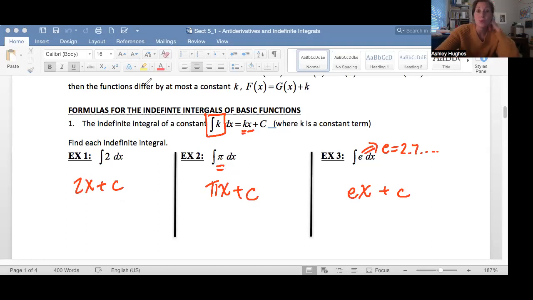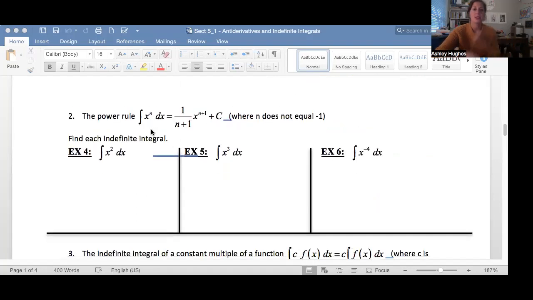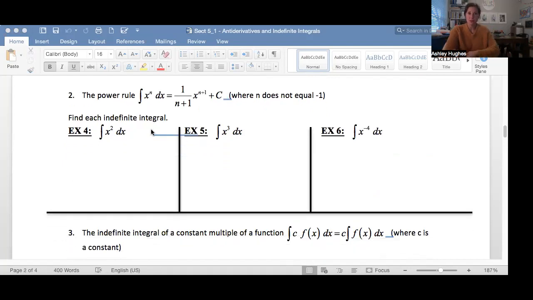Because when you take the derivative, remember the derivative is the slope. What is the slope of 2x? 2. What's the slope of pi x? Pi. What's the slope of e times x? E. So if it's just a number, you add an x. This is the most commonly used antiderivative rule.